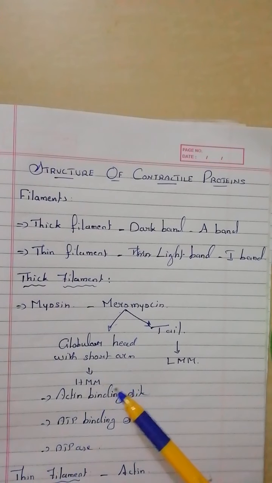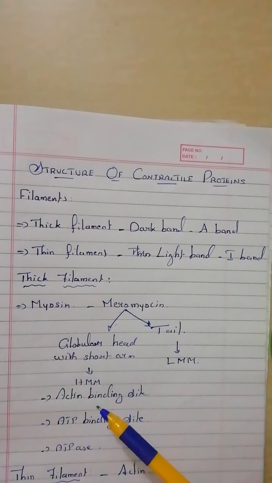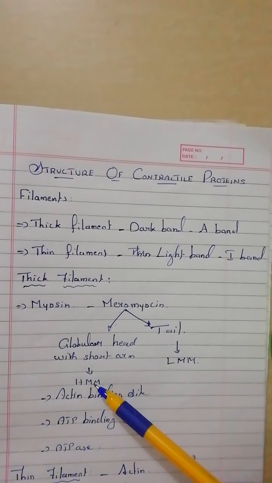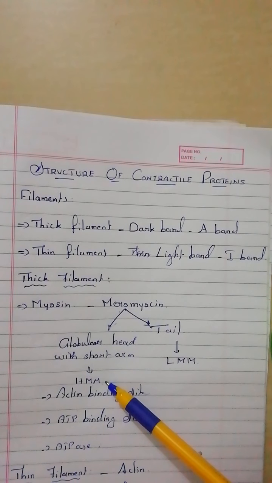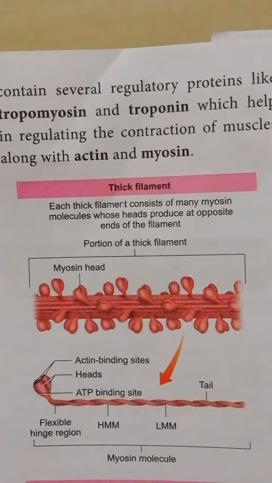This head region consists of two sites, actin binding site as well as this ATP binding site. Then it consists of ATPase enzyme to convert this ATP into energy for the purpose of this contraction process, right? Head region consists of heavy myosin while tail region consists of light myosin. Is it clear? Okay.